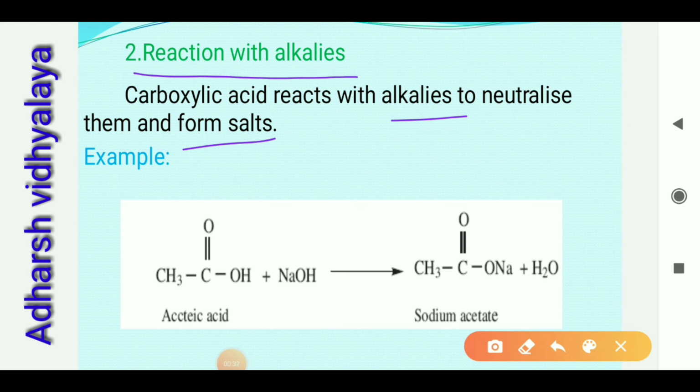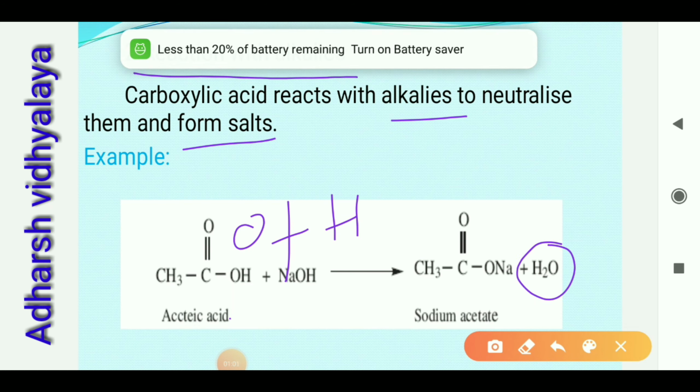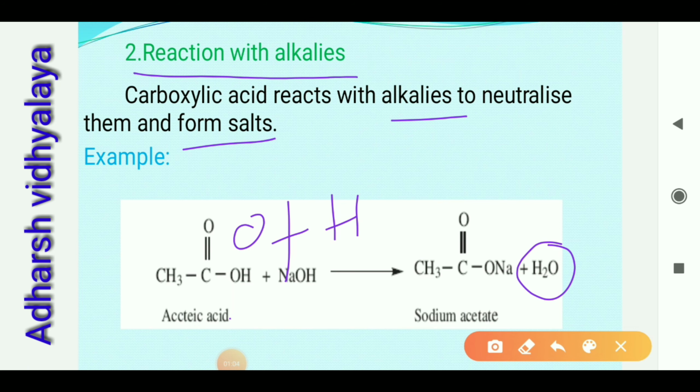In the same way, acetic acid, CH3-C double bond O-OH, reacts with Na+ OH-, NaOH. It displaces the acidic hydrogen. Here what type of reaction is taking place? The reaction due to the cleavage of the bond between oxygen and hydrogen in acetic acid. It gives sodium acetate with a water molecule.